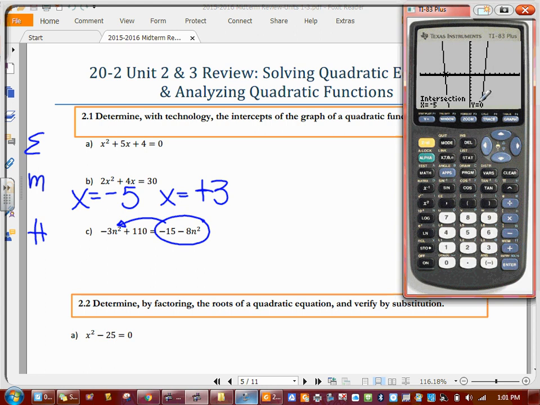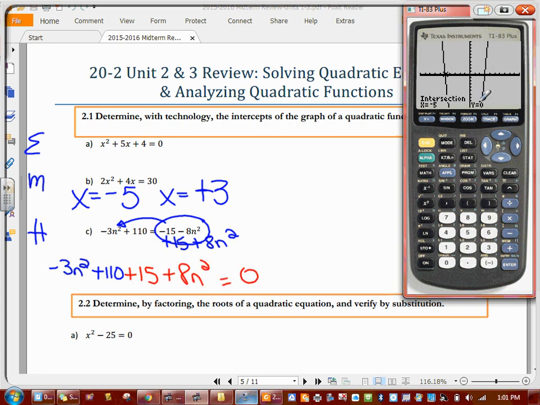So, how do you move negative digits across? You add them, because you're doing the opposite. So I'm going to add 15, and I'm going to add 8n squared. So, I've got -3n squared plus 110. Then I move these guys, plus 15 plus 8n squared equals 0.